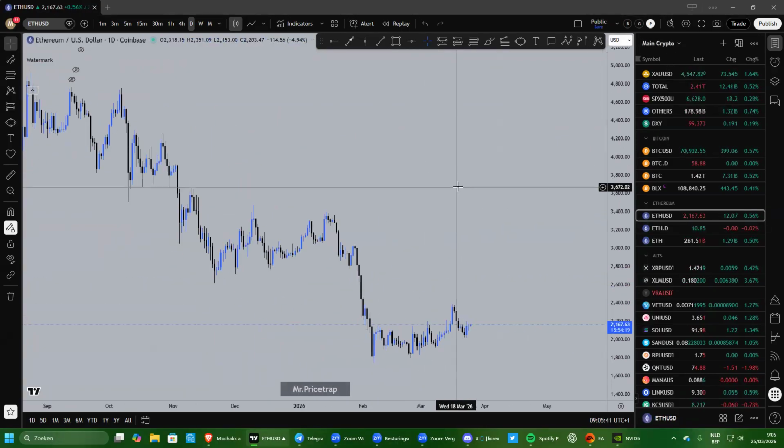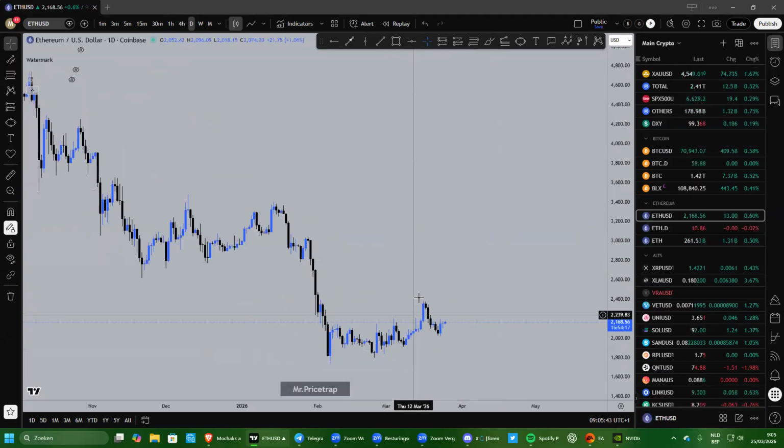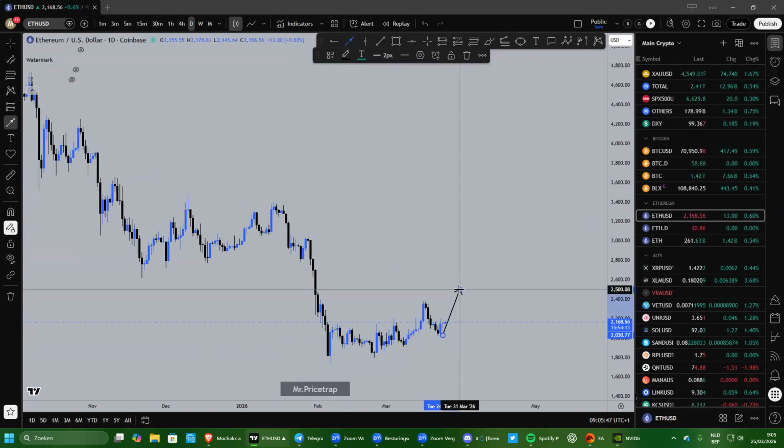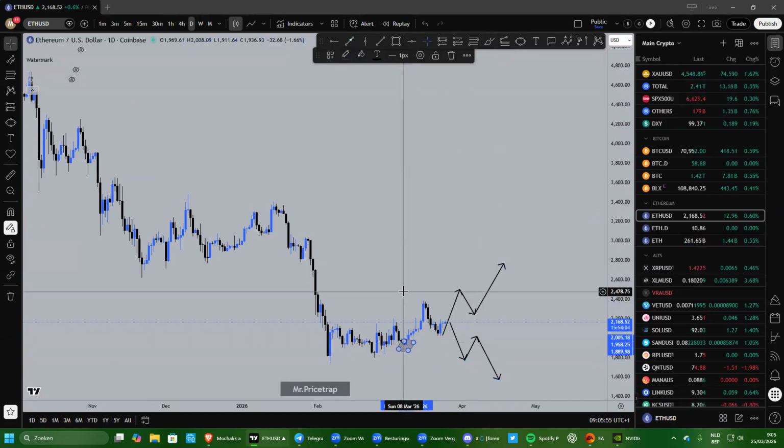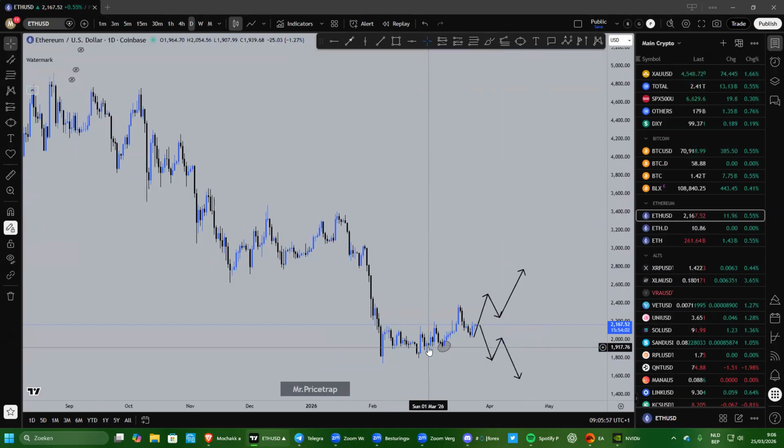All right. So Ethereum, exactly the same thing, of course. We broke that structure. We are back for the retest. So this is the move I'm looking for, or of course the opposite direction. But then we are more focused on this structure point.